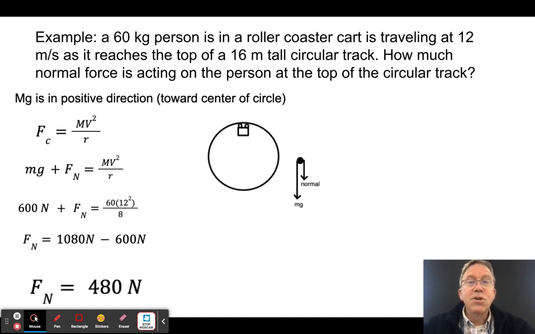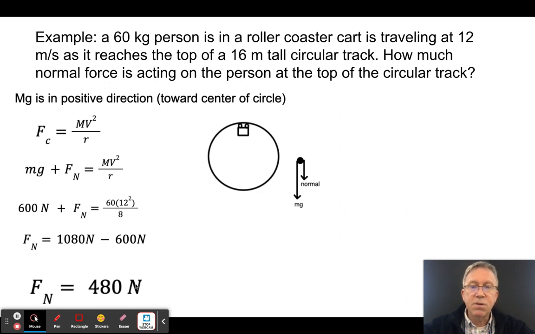Okay, so let's look at how we would calculate the normal force acting on a person traveling 12 meters per second when they reach the top of a 16-meter high circular track. I want to know what is the normal force acting on that person. So centripetal force equals mv squared over r. I have two forces acting on that person: mg plus the normal force makes my centripetal force. The person is 60 kilograms, so that's 600 newtons of gravitational force plus the normal force is going to equal 60 times their velocity squared over the radius.